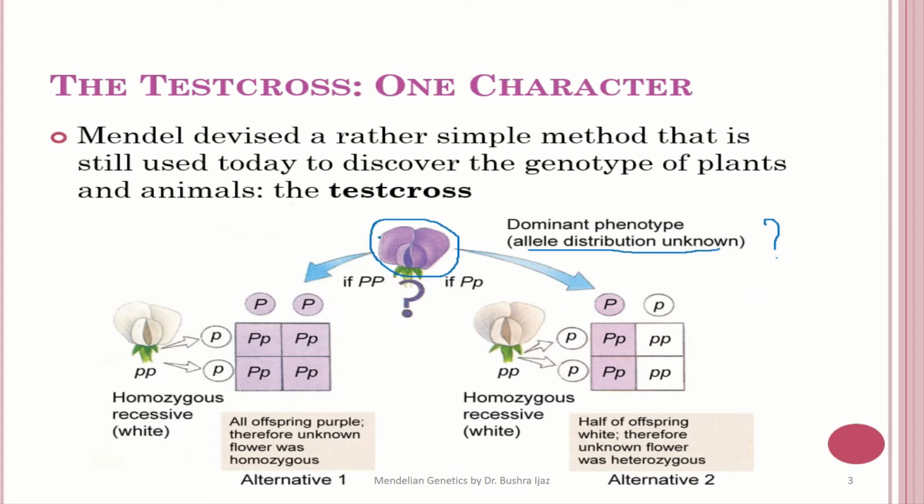So we have to cross this plant with a homozygous recessive, because we know if a plant is homozygous recessive white, it surely means that the genotype of this plant is small p, small p. This is understood. But for this plant, you don't know if it is capital P homozygous or heterozygous. In both cases, it has shown the purple color. That's why we have to cross it with homozygous recessive white.